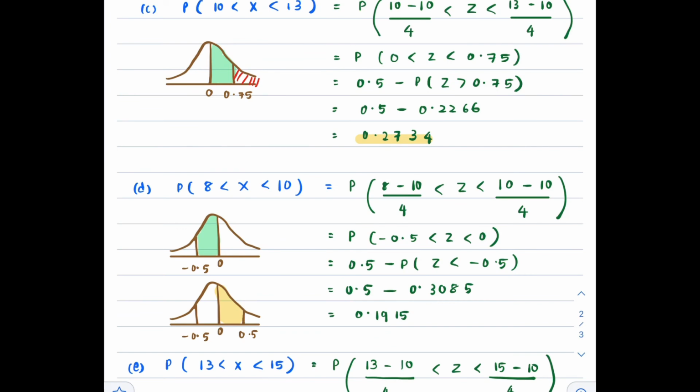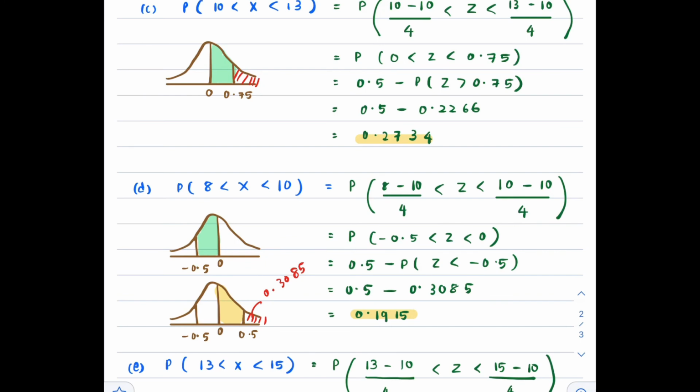So you have found this area actually for part B, which is 0.3085. So how can you have the yellow area? 0.5 minus this area. Your answer will be 0.1915. So always use the symmetrical properties to have the answer for the given probability.